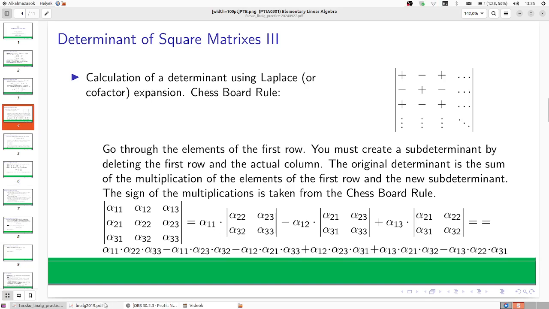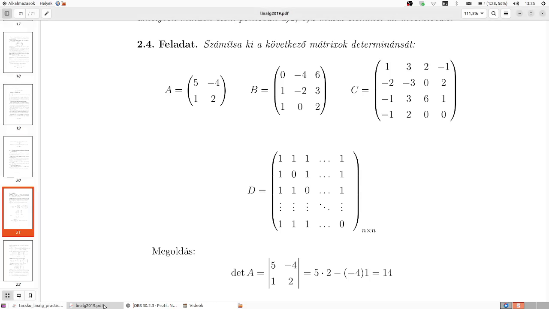Okay, I have the constant, that's fine. What is the subdeterminant? I delete this row and delete this column. The rest will be 3, 2, minus 1, minus 3, 0, 2, 3, 6, 1.